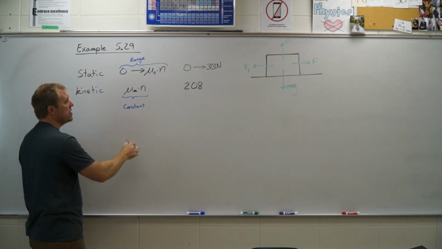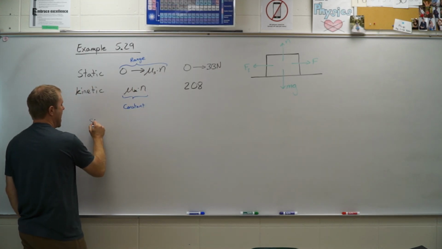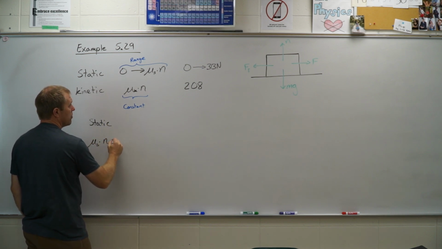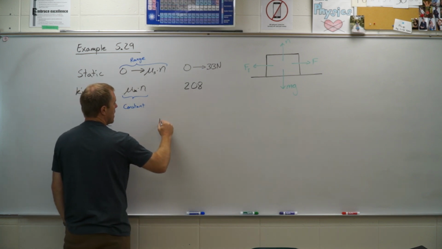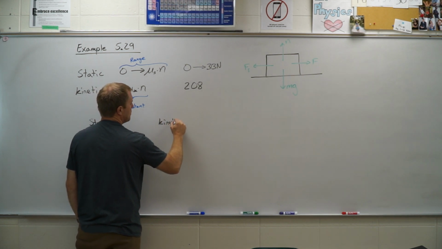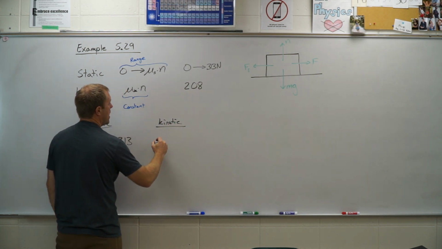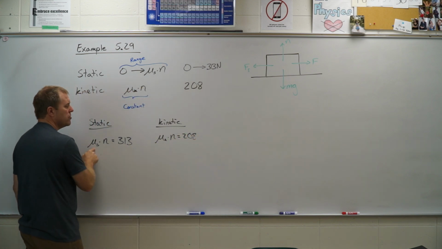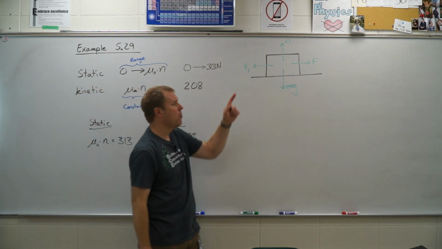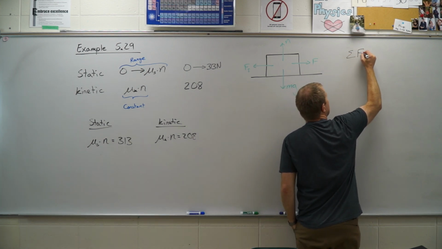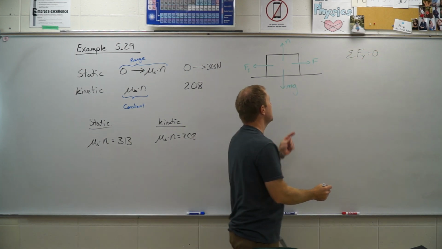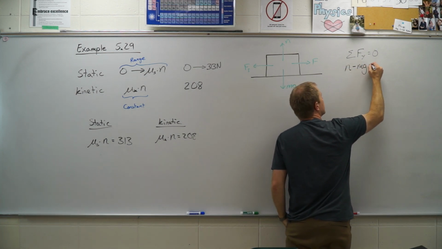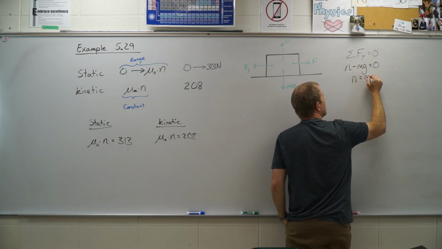So in order to solve for these mu values, for my static situation, I have mu sub s times the normal force equals 313. And for my kinetic problem, I have mu sub k times the normal force equals 208. So in order to solve for these two mu values, I need to first find my normal force. So I come over here and I say the sum of the forces in the y direction is 0 because it's not accelerating off of or into my surface. So I have normal force minus mg equals 0. And so I see normal force is equal to mg.